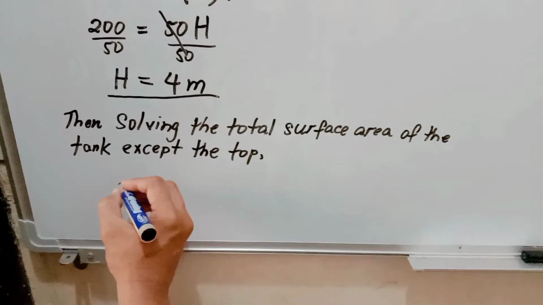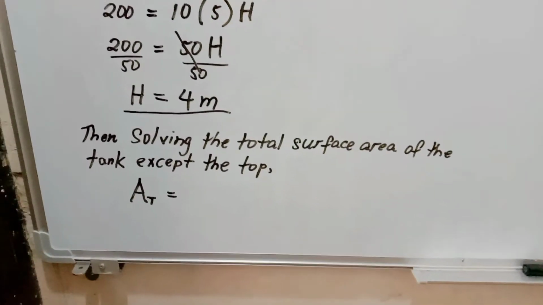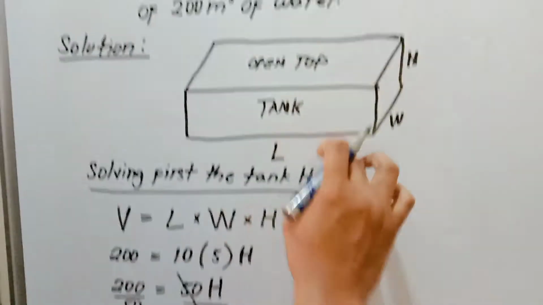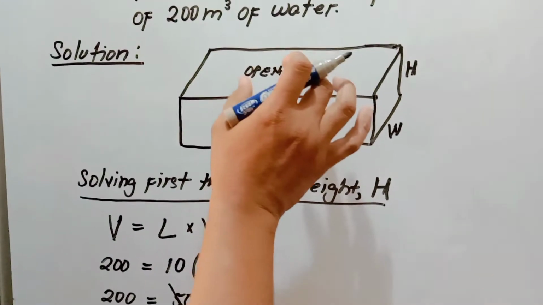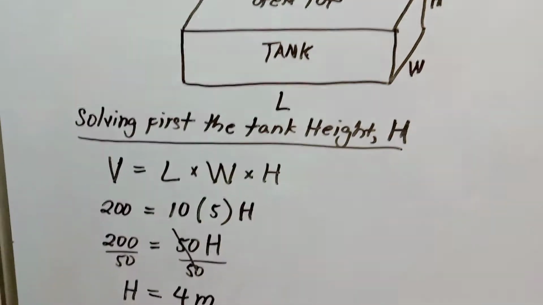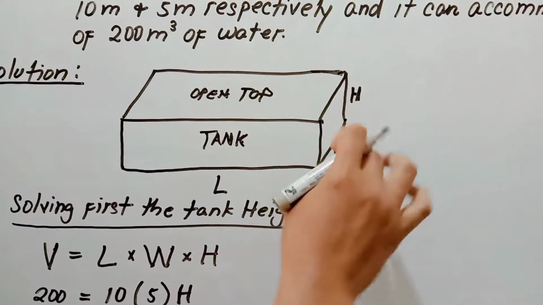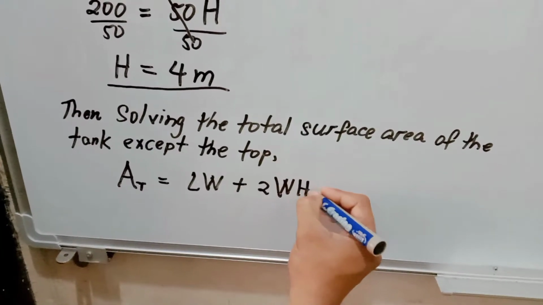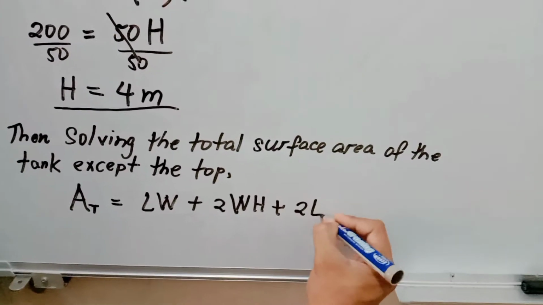So total area is equal to length times the width. This is the area for the bottom. So only one, guys, because the top is open, so we will not include the top. Plus, 2 times the width times the height, since there are two sides, plus the other sides, twice the length times the height.